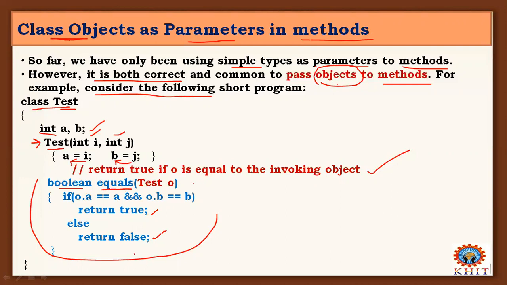And this is the class behavior. In this Test class we have two instance variables a and b, and one constructor taking two parameters.